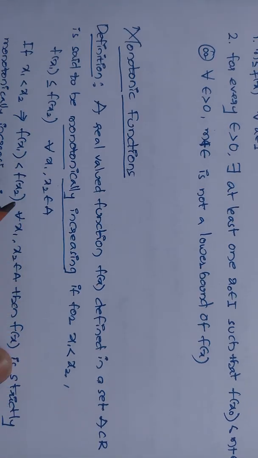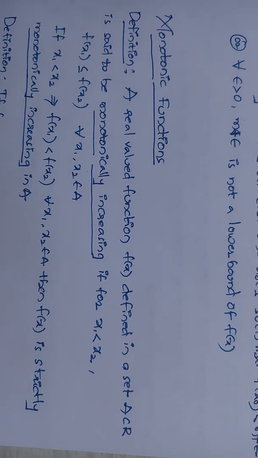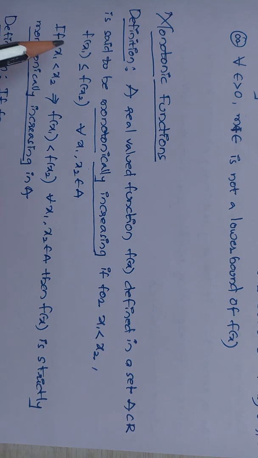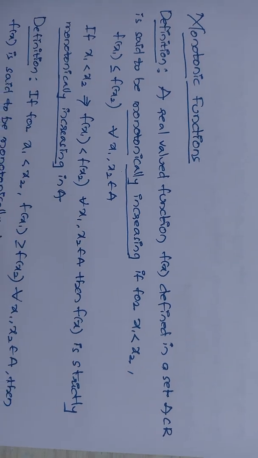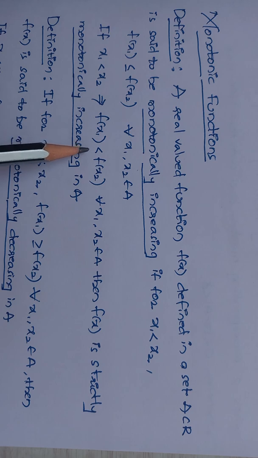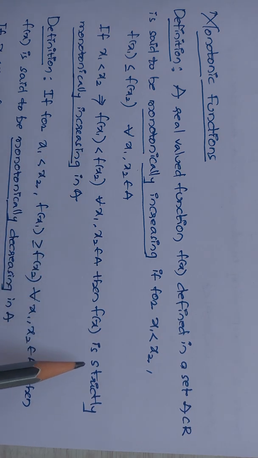Next definition, monotonic function. A real valued function f of x defined in a set A, a subset of R, is said to be monotonically increasing if x1 less than x2 implies f of x1 is less than or equal to f of x2 for all x1, x2 belongs to A. If x1 is strictly less than x2 implies f of x1 is less than f of x2 for all x1, x2 belongs to A, then f of x is strictly monotonically increasing in A.